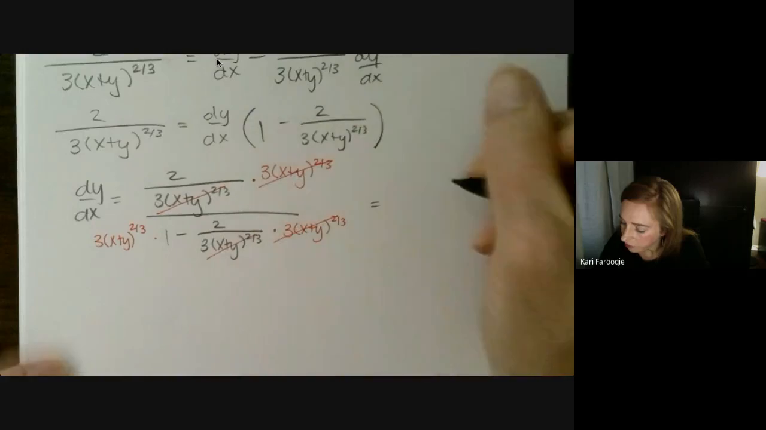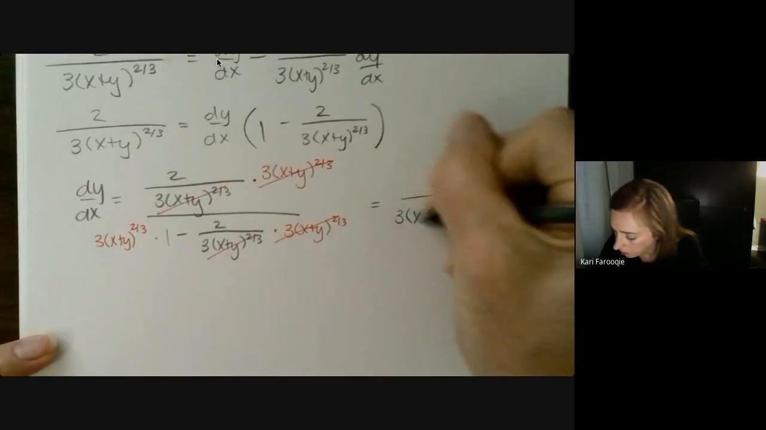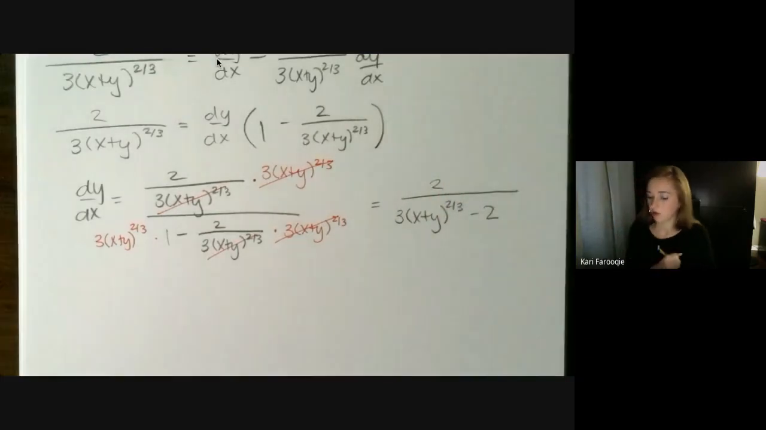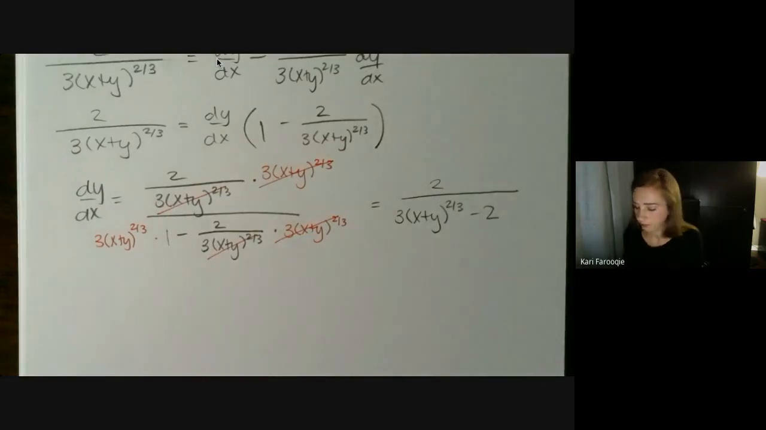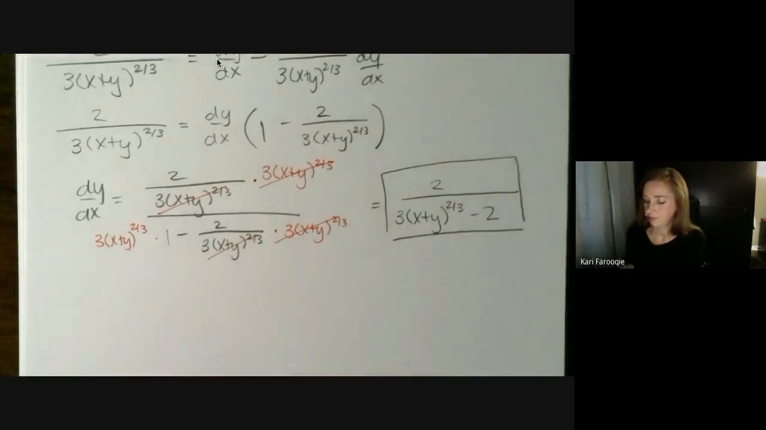So all that's left in my numerator is 2. In the denominator, we have 3 times x plus y to the 2/3 minus 2. So that looks much better. Let's go ahead now and evaluate this at 4, 4. Does anybody have a question here?